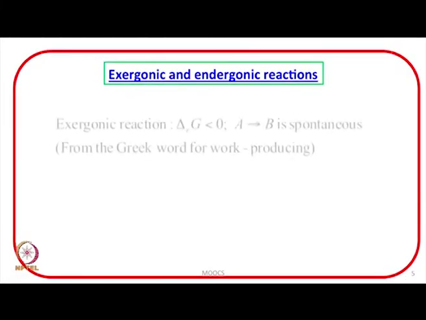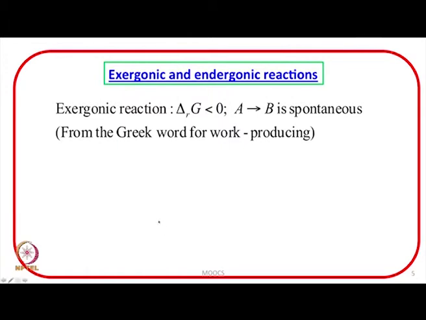Now, suppose delta Rg, this slope, is negative. We have discussed that A going to B is spontaneous, and such reactions where delta Rg or the slope is negative are called exergonic reactions. This name is derived from the Greek word for work producing. That means you can extract work from the system here. Delta G is negative. If delta G is negative, we can use this for driving a non-spontaneous process.